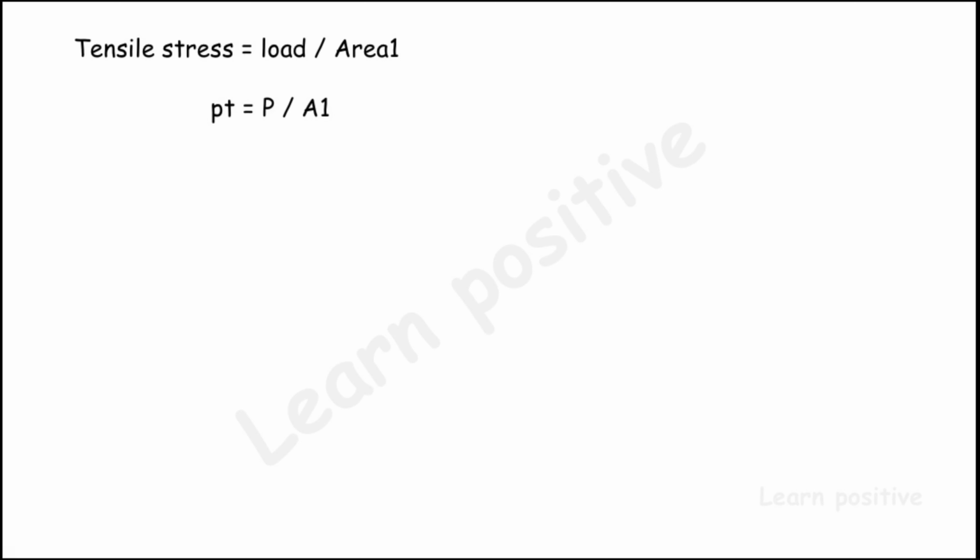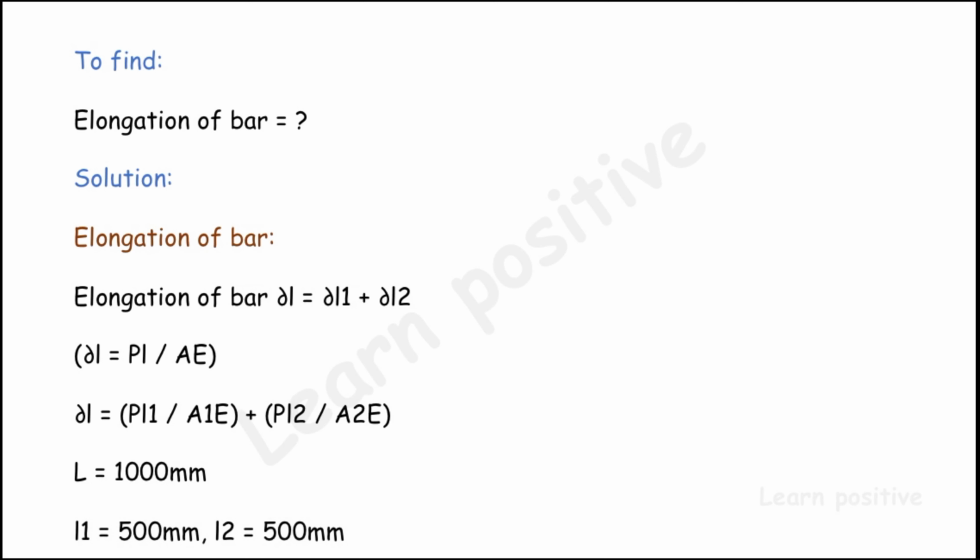In this formula we don't know the value of load, so now I am going to find the load. We know L1, that is 500 mm, and the area A1, 20 into 20, that is 400 mm square. We know the Young's modulus, but first we have to find the load, so for the load I am using the stress formula. Tensile stress equal to load by area 1. We know the tensile stress and area 1 but not the load, so PT equal to capital P by A1.